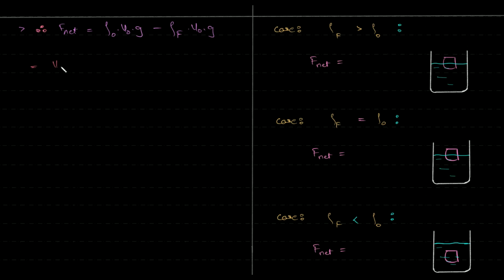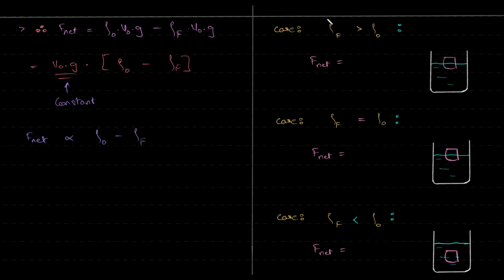Yes, you are right. Vo g is common. What else is left out? Rho o minus or plus? Minus, right? Rho f. So basically Vo g is constant. So basically F net is proportional to the difference between rho o and rho f. It's dependent on this.